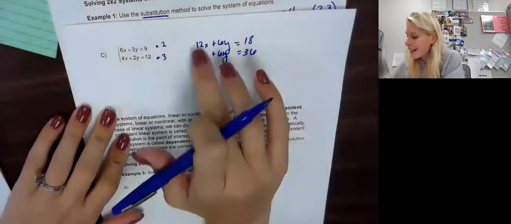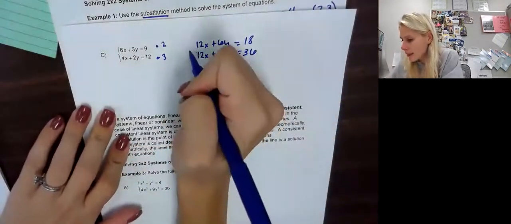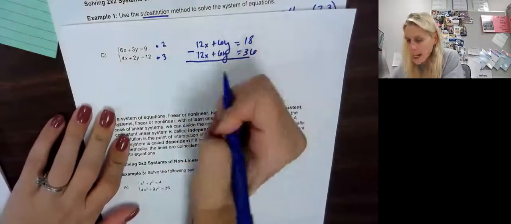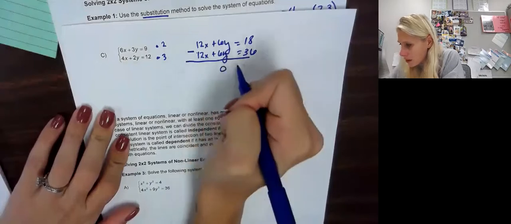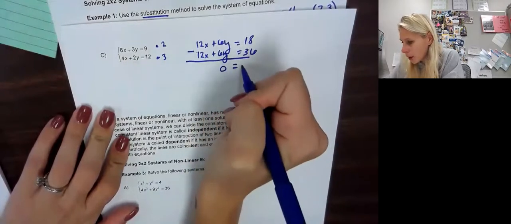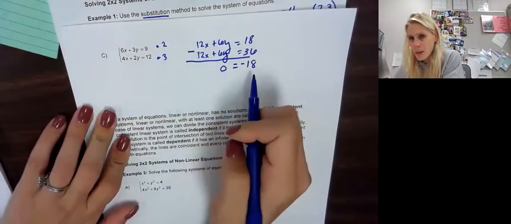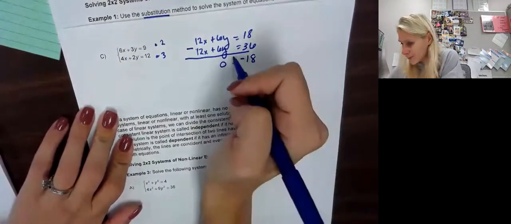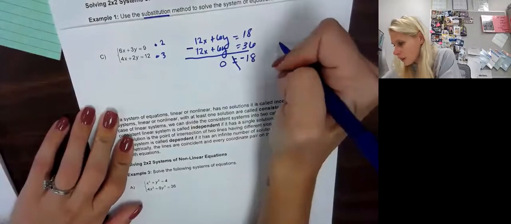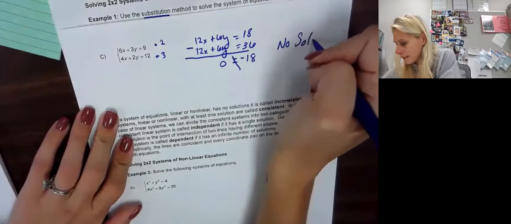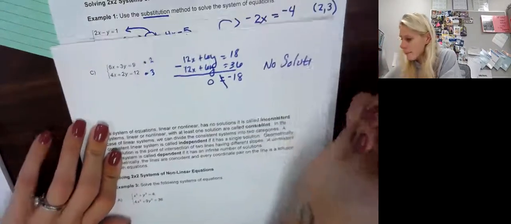So again, the x's are the same, so same means that I subtract straight down. Well, on this side, this whole side cancels to 0. But when I subtract straight down here, I get -18. Does 0 equal -18? No, they don't equal. So that means it's no solution. Hopefully this is coming back to you guys.